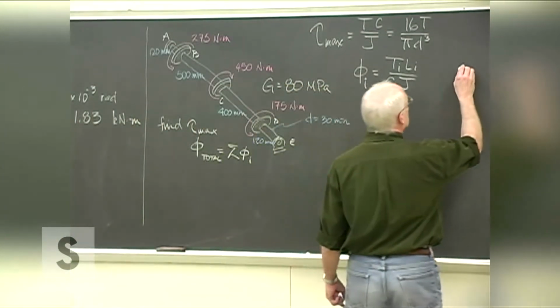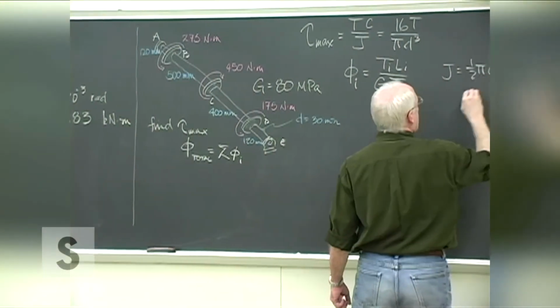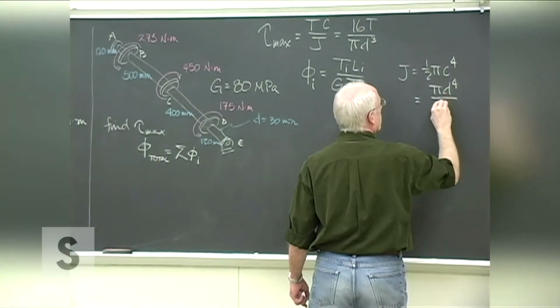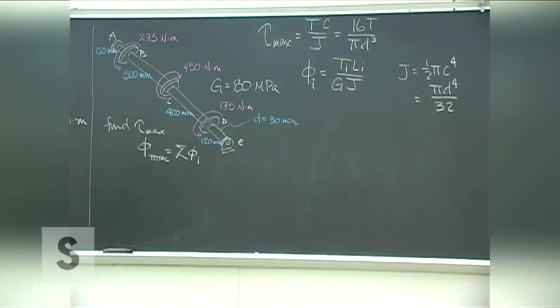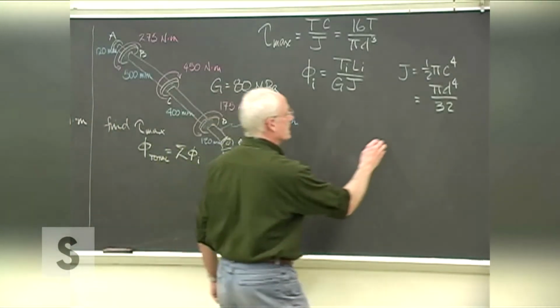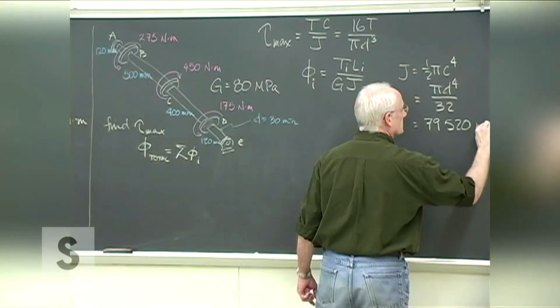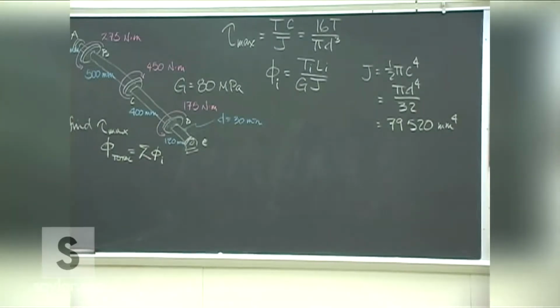Here we go. There's the solid polar moment of inertia in terms of diameter. So make it a little easier for you. 79,520. So there it is in millimeters, so you don't have to do that.